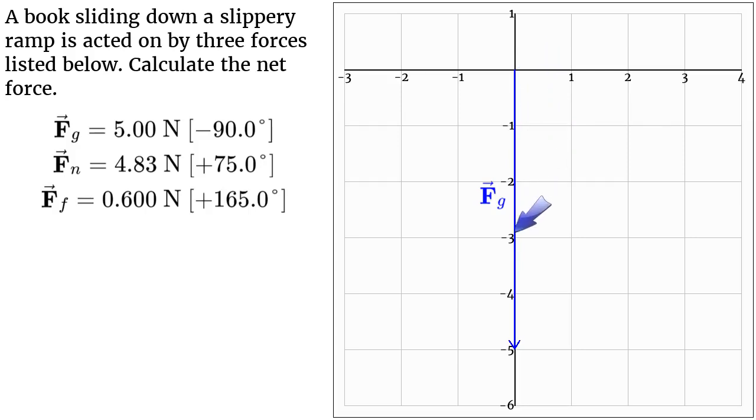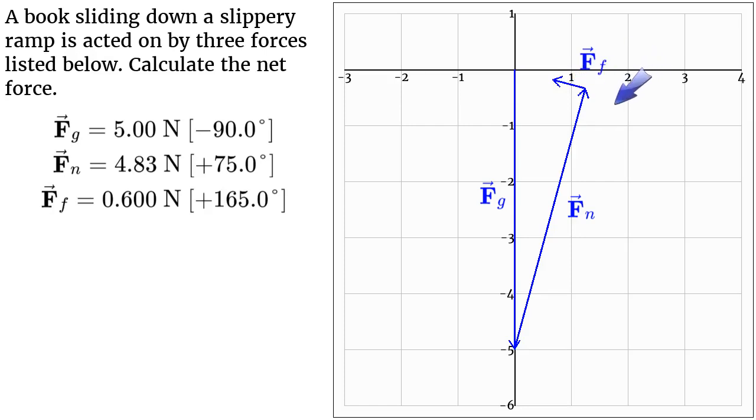The normal force is 4.83 newtons, so that's just a little bit shorter than the gravity force. And it's going up with a direction of 75, so that's about 15 degrees off from straight up. And then finally, the friction force is 0.6 newtons, so it's much smaller than the other two, and it's directed at 165 degrees, so back to the left and a little bit up.